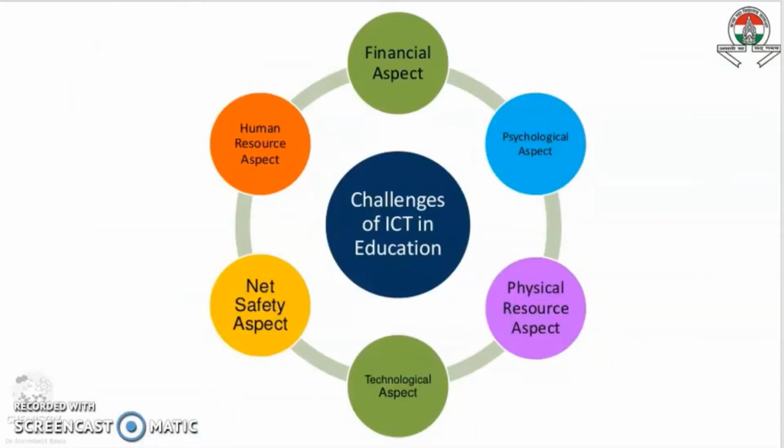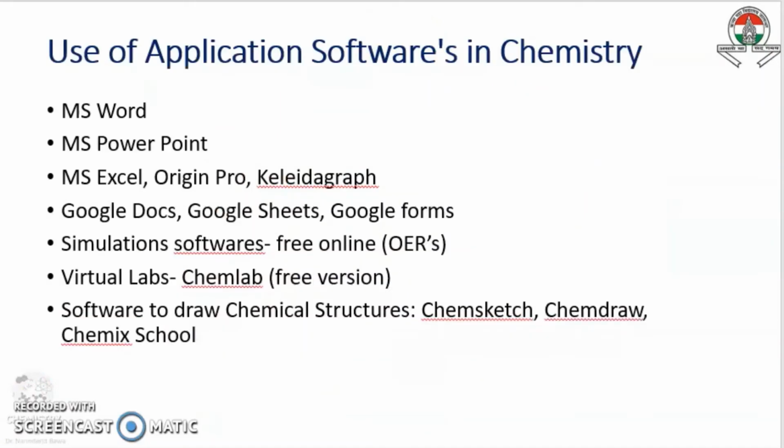Next is the challenges of ICT in education. Yes, if there are advantages, there are disadvantages also. So challenges of ICT in education are financial aspect, psychological aspect, physical resource aspect, technological aspect, net safety aspect, and human resource aspect. Use of application of softwares in chemistry. So first is MS Word.